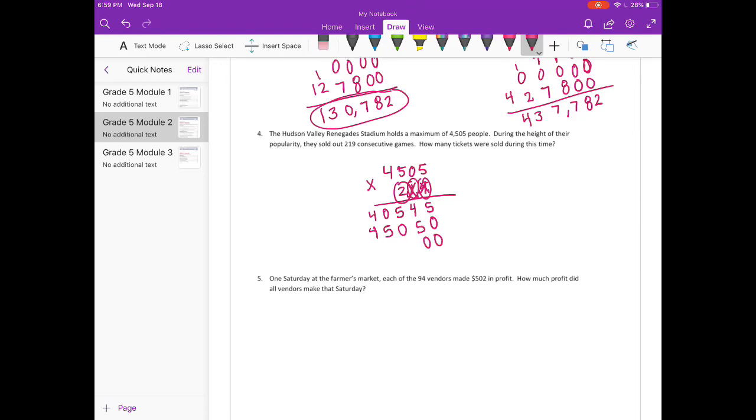In the hundreds place, 2 times 5 is 10. Carry the 1. 2 times 0 is 0 plus 1 is 1. 2 times 5 is 10. Carry the 1. And 2 times 4 is 8 plus 1 is 9. Add everything together. 986,595. And let's not forget to label it. So that would be how many tickets were sold.